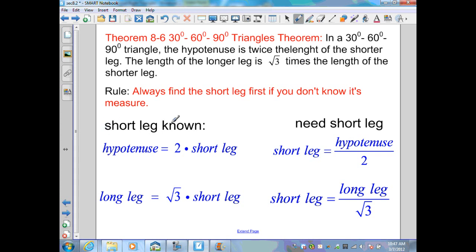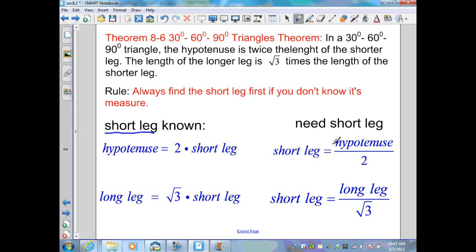Here, if I know the short leg in my right triangle, then I know that the hypotenuse is 2 times the short leg. The long leg is square root of 3 times the short leg. So these two formulas are very simple as long as I know my short leg. But what if I'm not given my short leg? If I need to find my short leg, then I need to determine it based on the segment that is given to me.